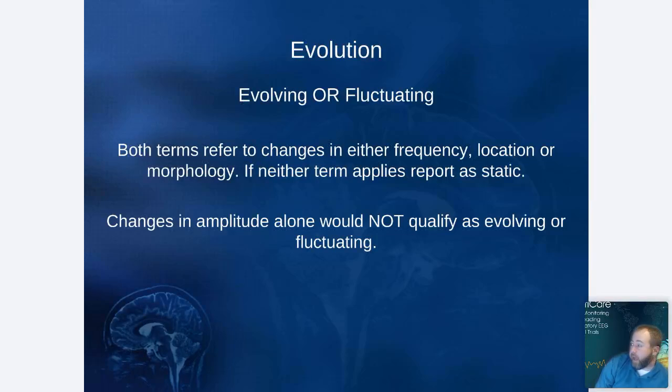All right, next we have evolution. So you can mention whether it's evolving or fluctuating. Both terms refer to changes in either frequency, location, or morphology. If neither term applies, then report it as static. Changes in amplitude alone would not qualify as evolving or fluctuating.